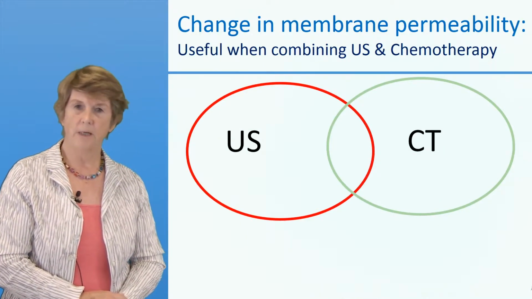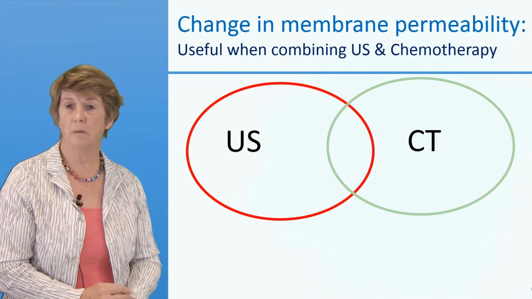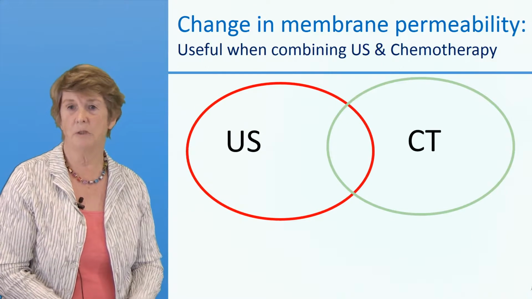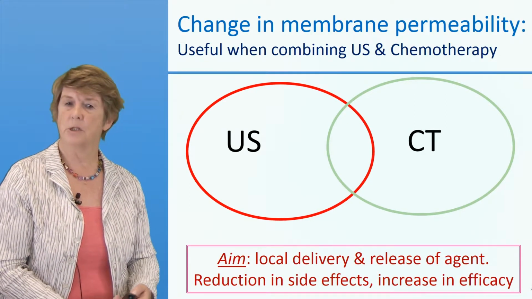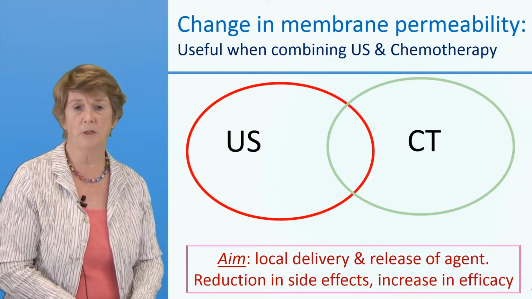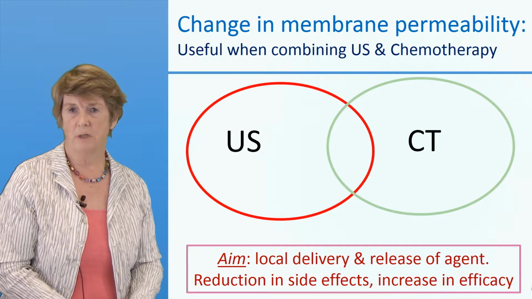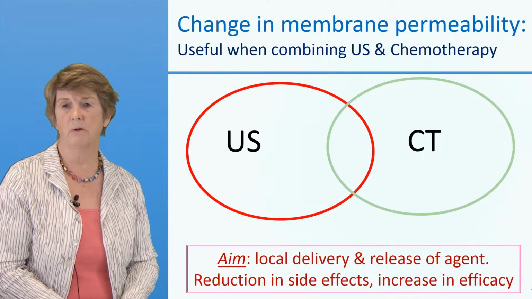We know that we get changes in cell membrane permeability, and this may be useful when we want to combine ultrasound for therapeutic uses with chemotherapy. The aim here would be to improve the local delivery and release of a cytotoxic agent, maybe reduce its dose, and therefore to reduce side effects and to increase its efficacy.